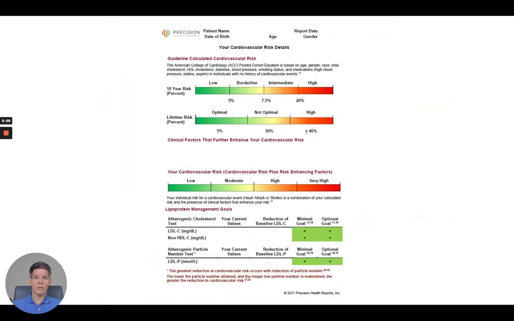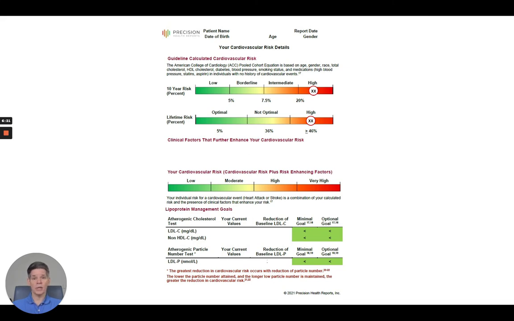Now let's look at your cardiovascular risk detail. There are two different calculations that are currently advocated by guidelines, a 10-year risk and a lifetime risk. 10-year risk can be low all the way up to high, and lifetime risk can be optimal, not optimal, or high. Depending on your values, you'll see where your number is on this particular report. But that's not where the story ends. That's where the story begins.